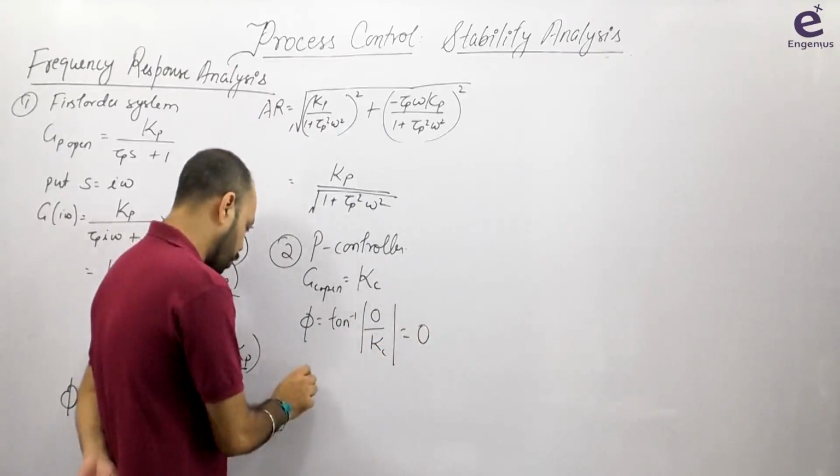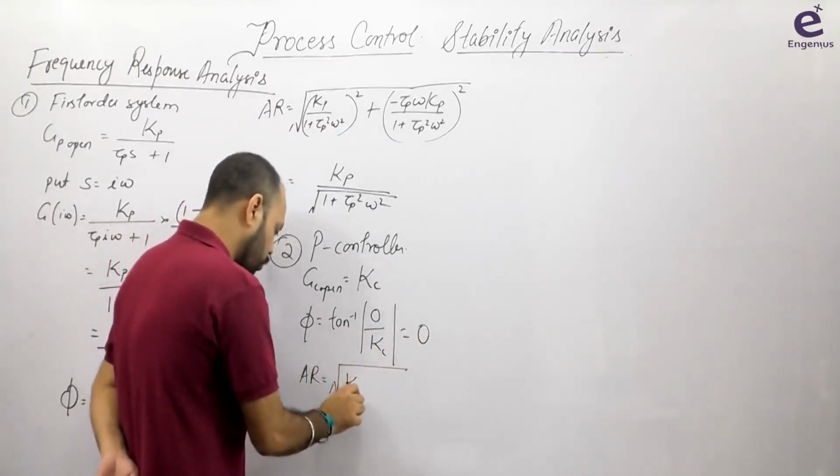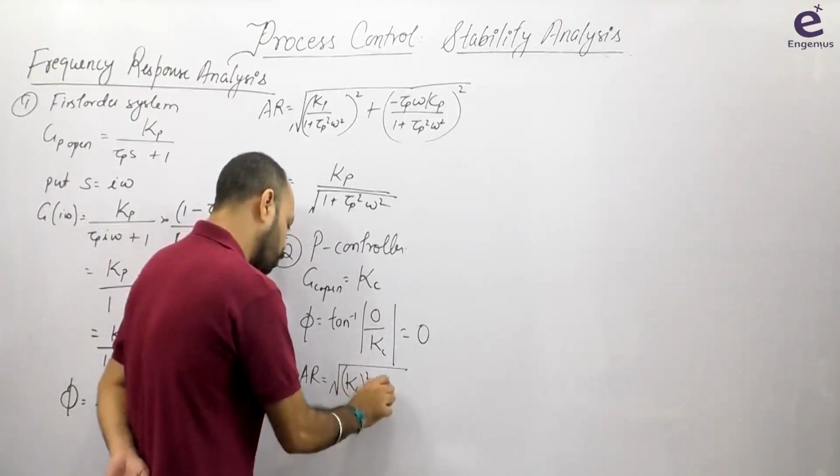What is the amplitude ratio? Square root of the real part square plus the imaginary part square.